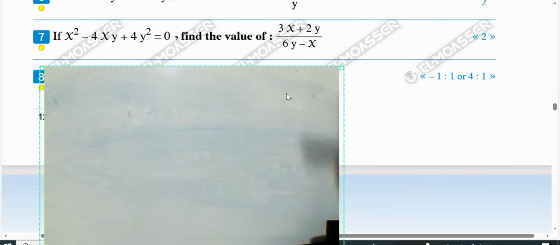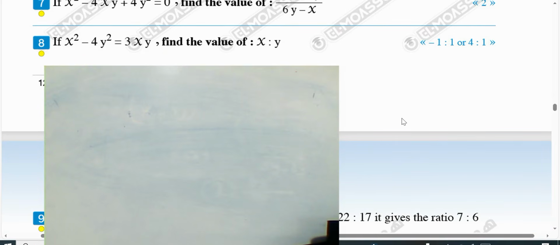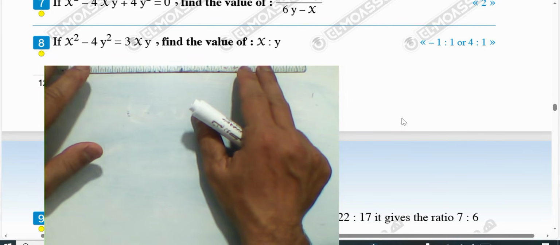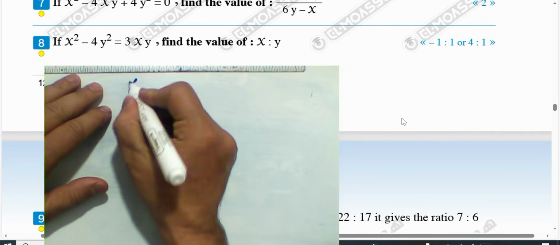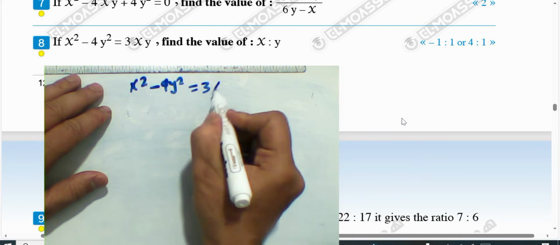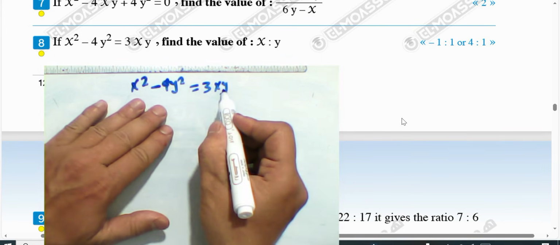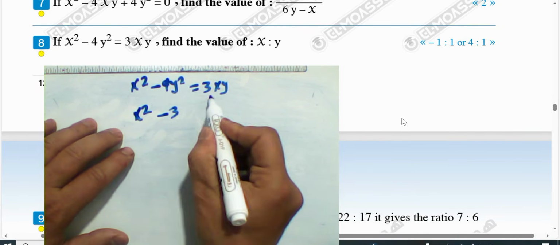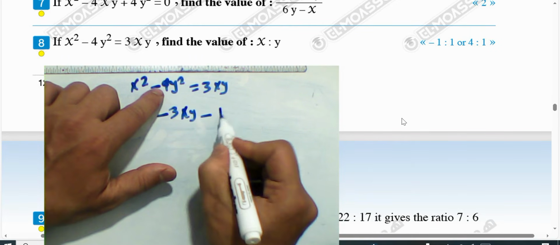Next question here, number 8. If x power 2 subtract by 4y power 2 equal 3xy, find the value of x to y. Okay, we have x power 2 subtract 4y power 2 equivalent to 3xy. We can move 3xy from right hand side to left hand side, change the sign, and then factorize the expression. Right here by negative 3xy and here negative 4y power 2.